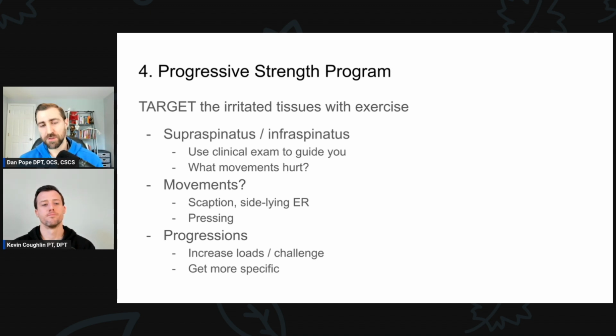So during your clinical examination, if it hurts with, let's say, external rotation or scaption or abduction, then you probably want to start with exercise to kind of do that, right? Any thoughts? Anything to add from that perspective?